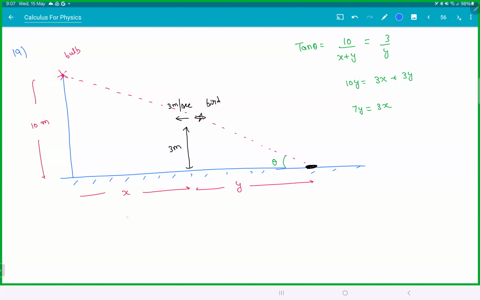So from this data, we can see dx by dt. Whenever the bird flies, dx by dt is 3 meters per second, isn't it? Every second, x is changing by 3 meters. So what is the velocity of the shadow? Velocity of the shadow is the rate of change of x plus y. But x is how much? x is 7, y is 3x by 7.